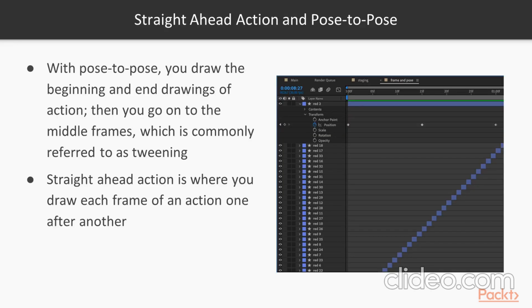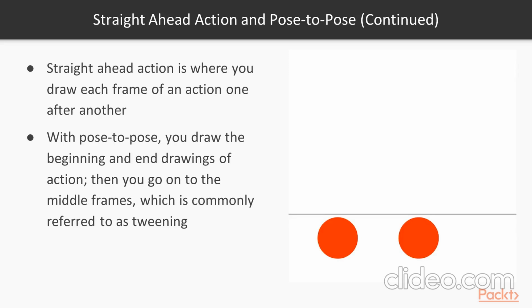The first principle is straight-ahead action and pose-to-pose. These are two different ways to animate an object, and we'll be using both techniques in this tutorial. The layer on top, labeled Red 2, is an example of pose-to-pose, where straight-ahead action is frame by frame and illustrated by the rest of the layers. This is the result of the two techniques. As you can see, they look similar. However, each technique has its own use, which we'll see later on.